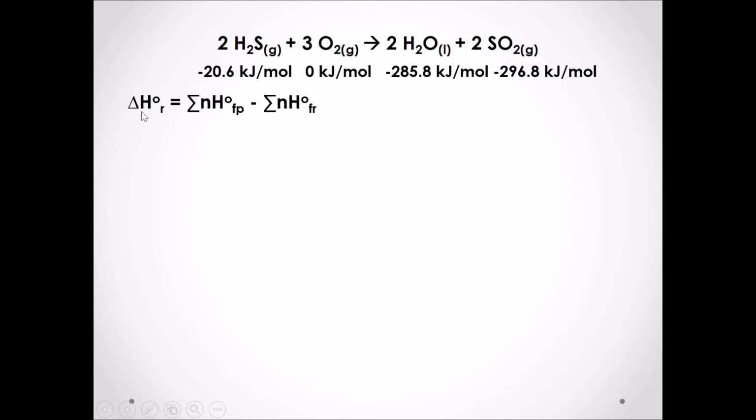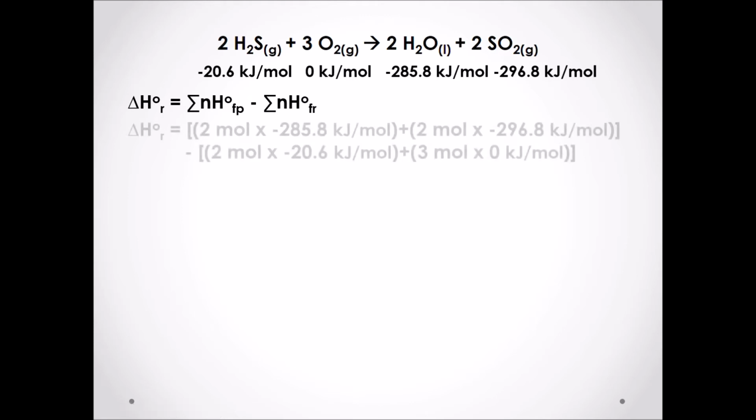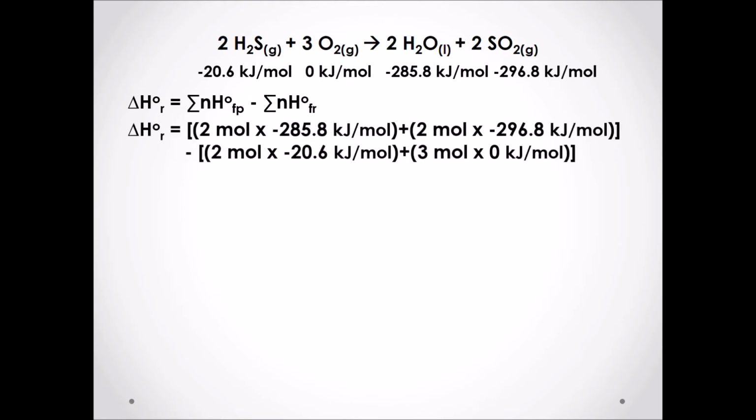We can then solve for our target delta H value by taking the sum of the heat of formation of the products minus the sum of the heat of formation of the reactants. Don't forget we're multiplying each heat of formation value by the coefficient in front of each chemical species. And our target delta H value is negative 1,124.0 kilojoules.